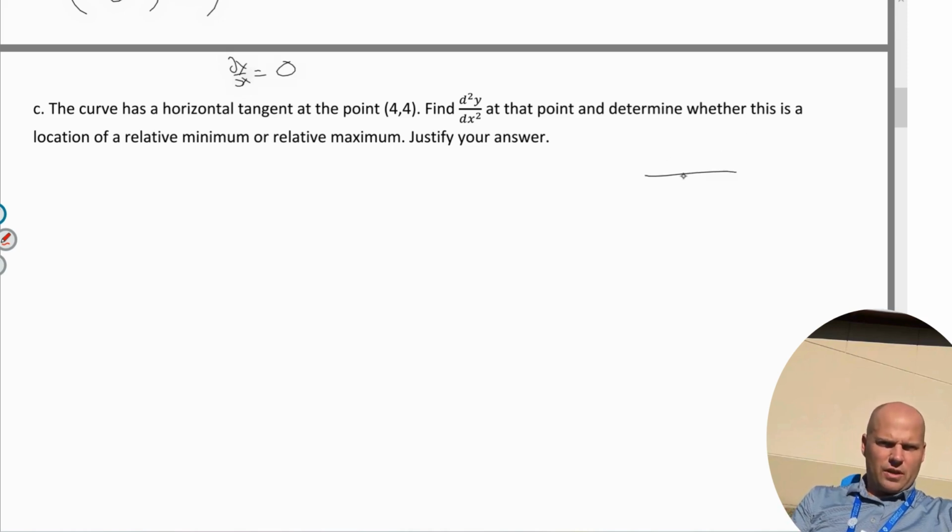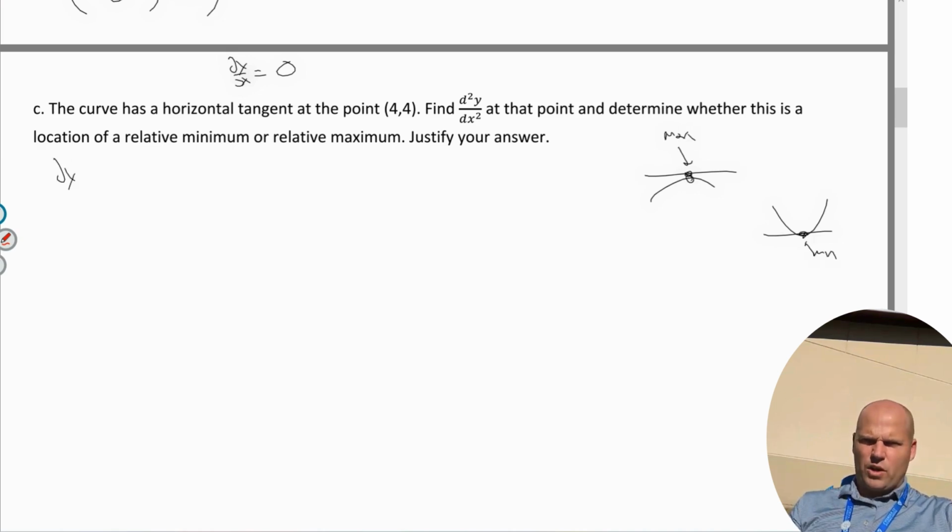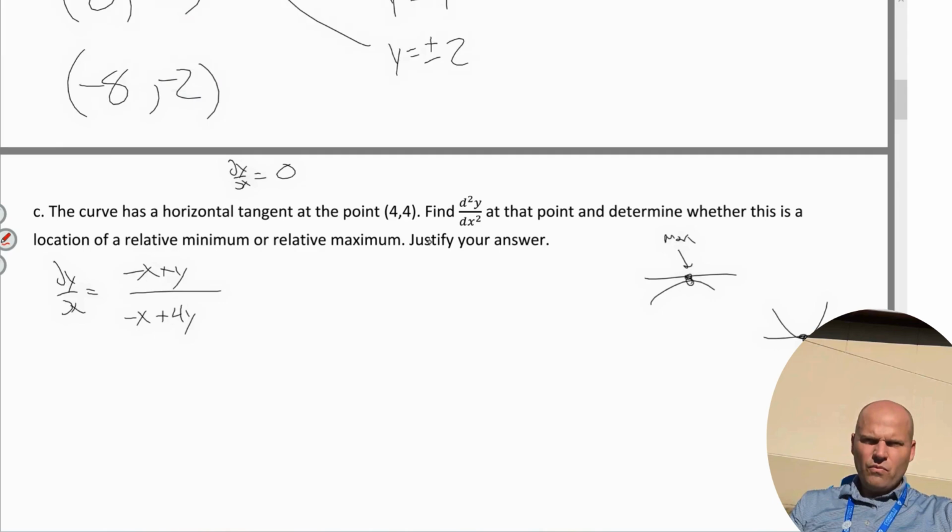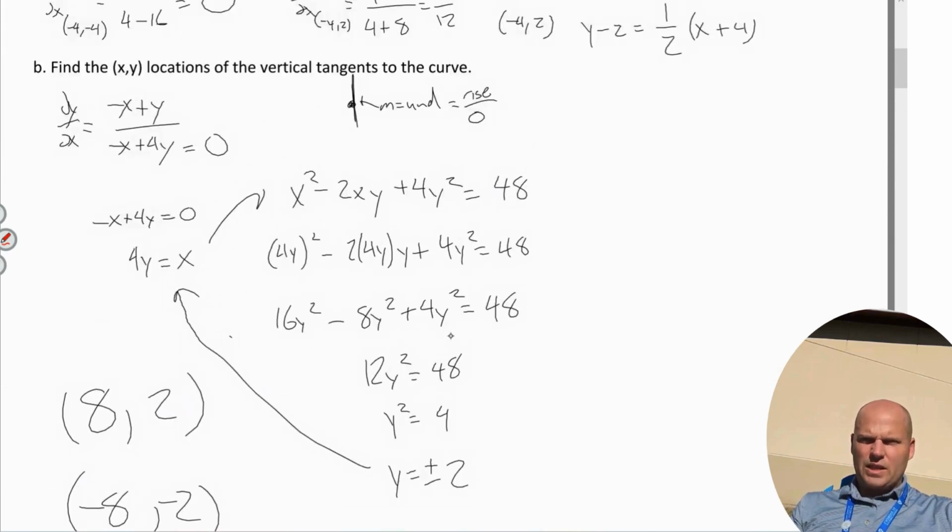So here's the deal. If you know the second derivative, you know curvature. If you know the second derivative, you know whether we're curving up or curving down. You will then know if we have a max or a min. So we're going to go ahead and find the second derivative. Again, we're going to have to use the first derivative, negative x plus y over negative x plus 4y. And we're going to have to find this second derivative.